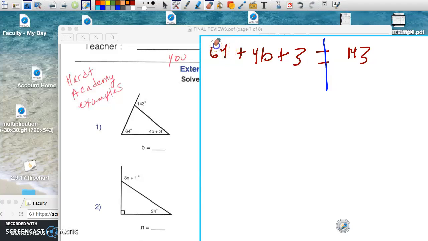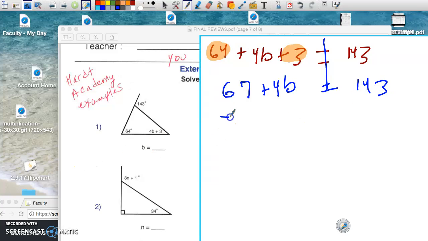Alright, let me combine my like terms. I have a 64 and a 3. Let me combine, which means add: 64, 65, 66, 67. Put those together, I have 67. I'm bringing down my positive 4b equals 143. What are you going to do now? Subtract 67. Remember, with this part, you are allowed to use a calculator. 143 minus 67, I have 76.